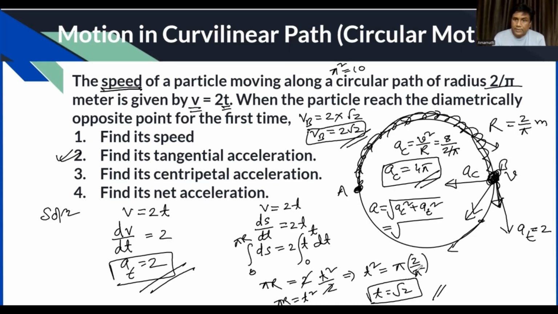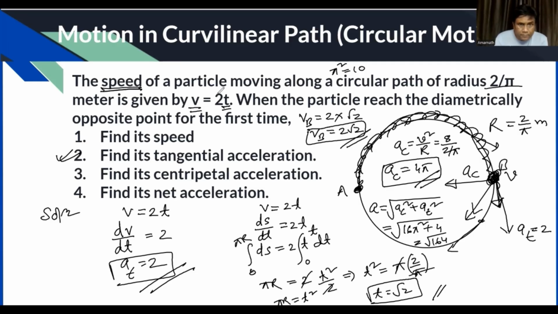So pi got cancelled. Now net acceleration is AC square plus AT square. So AC square is 16 pi square. Okay. 16 pi square. And AT square is 4. So if you want, you can write it as 164 only, okay? Because pi square is 10. So 16 pi square is nothing but 160 plus 4, 164. If you can simplify it, no problem.